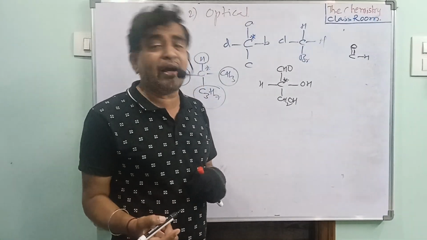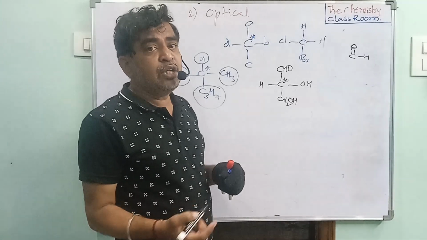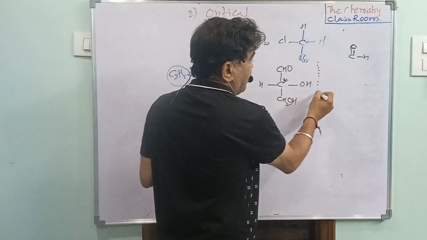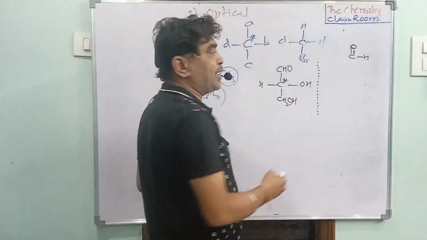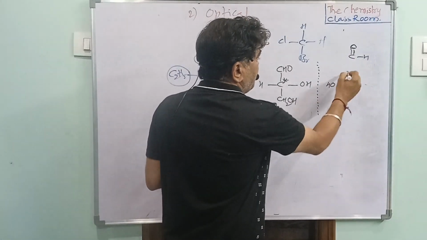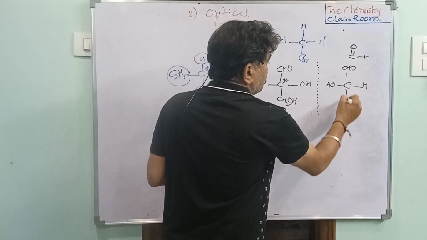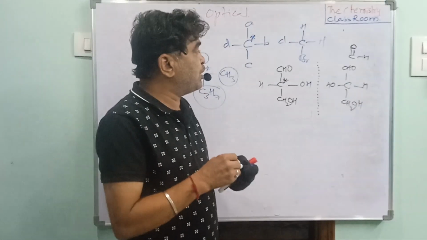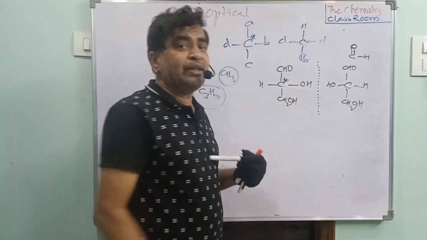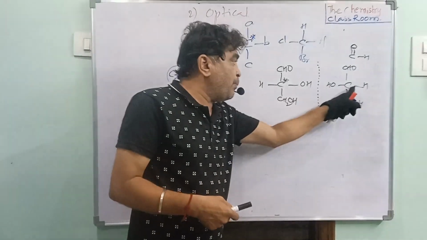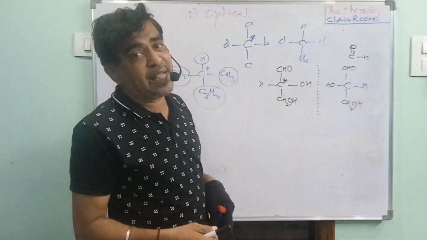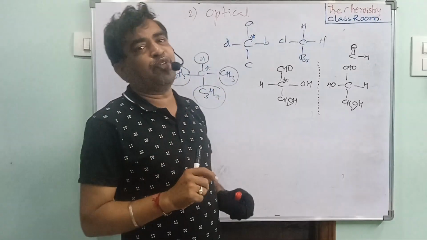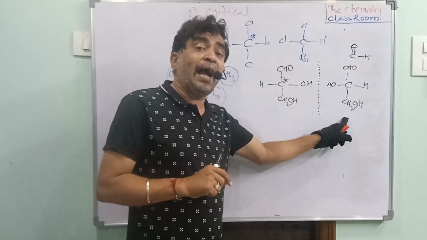When we have a chiral carbon, it forms two compounds. They are mirror images of each other. I am writing the same compound here. The two compounds differ in the spatial arrangement. In one compound the OH is attached on the right side of the carbon, and in the other the OH is attached on the left side. So the spatial arrangement of the groups differs, and these two compounds are not identical.